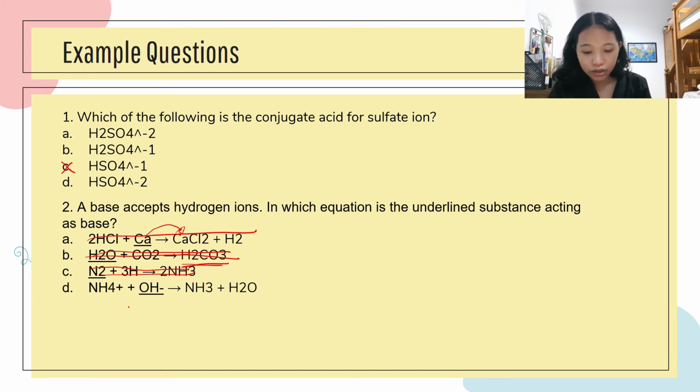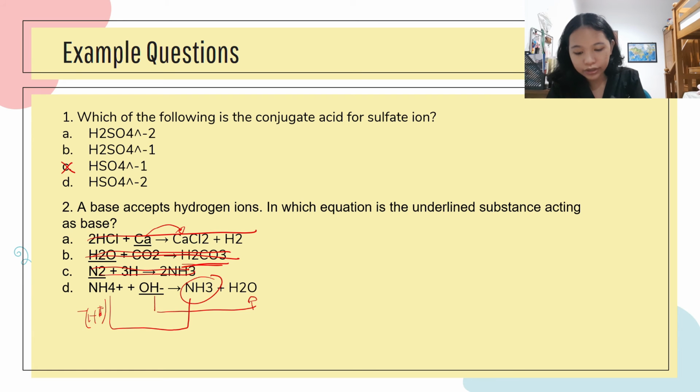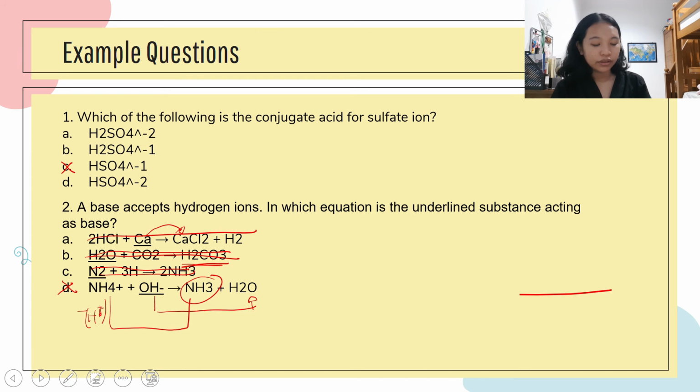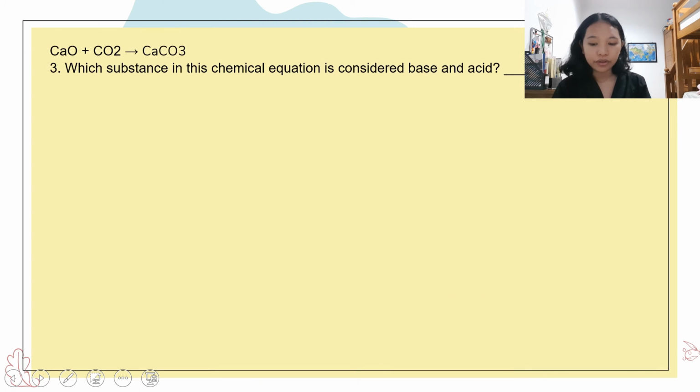And finally we have NH4 plus, hydroxide ion, and ammonia plus H2O. So we can see here that hydroxide ion is going to become H2O. That means it's going to be accepting hydrogen ion from ammonium, taking out the hydrogen ion and giving it to hydroxide ion and becoming ammonia. So this is the answer. Okay, everyone got it right. Let's move on to number 3.